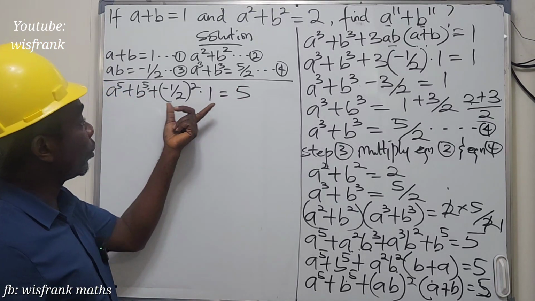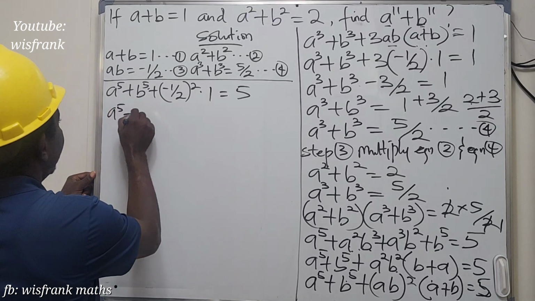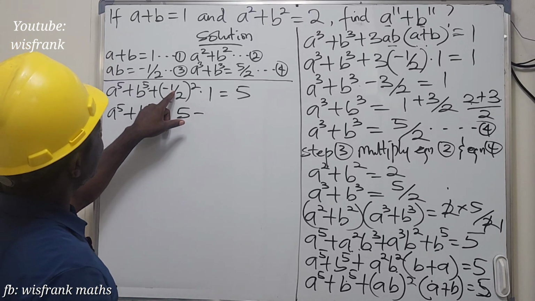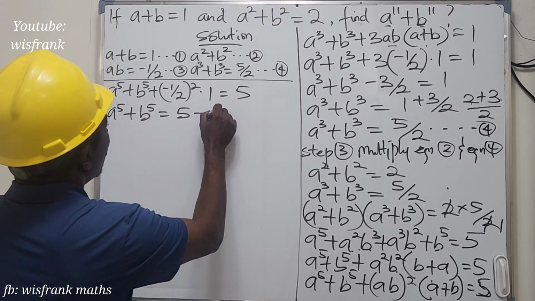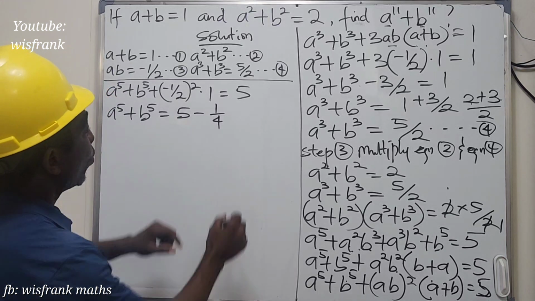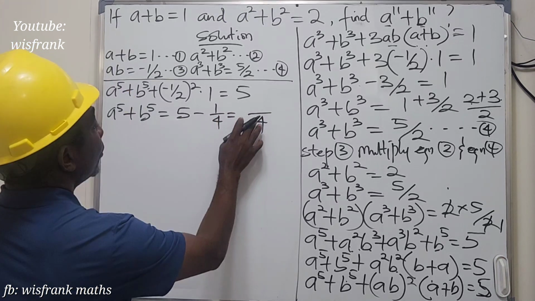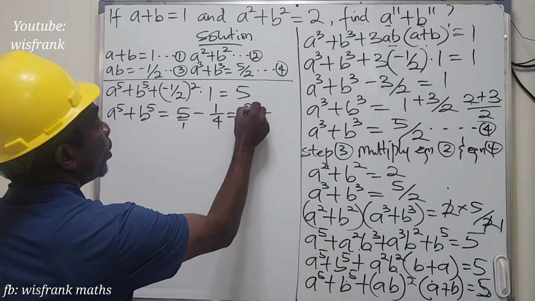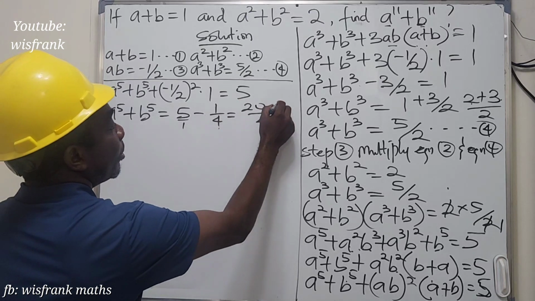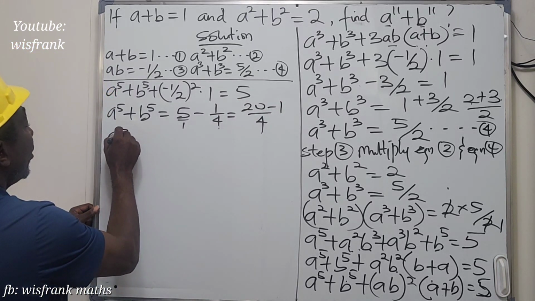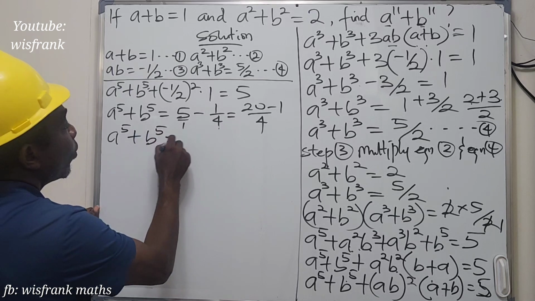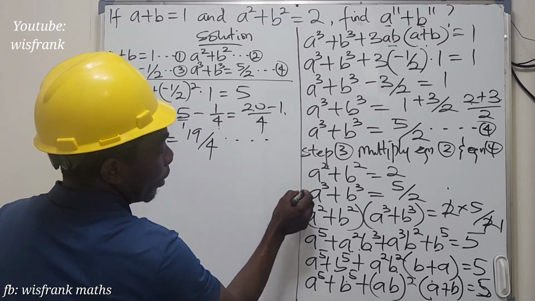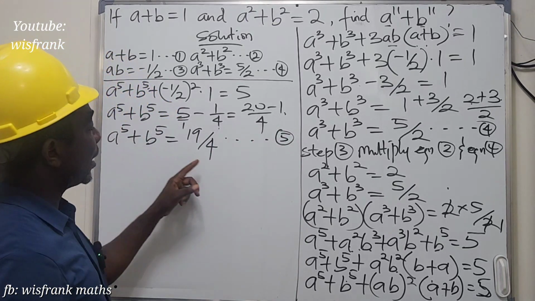We can move the constant to one side. So here a to the power of 5 plus b to the power of 5 equals 5 minus, this is the same thing as minus 1 squared, which is 1 all over 4. So here we find the LCM. The LCM is 4. So this is the same thing as 5 all over 1. 4 divided by 1 is 4, 4 times 5 is 20. 4 divided by 4 is 1, 1 times 1 is minus 1. So this will become a to the power of 5 plus b to the power of 5 equals 20 minus 1, which is 19 all over 4. This will become our equation 5. So we have this as equation 5.